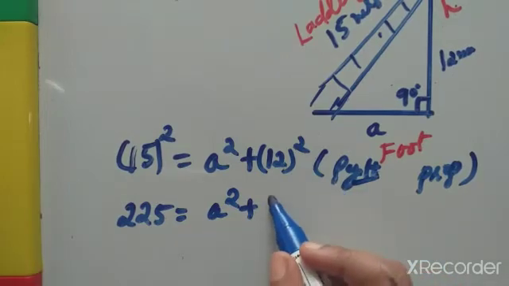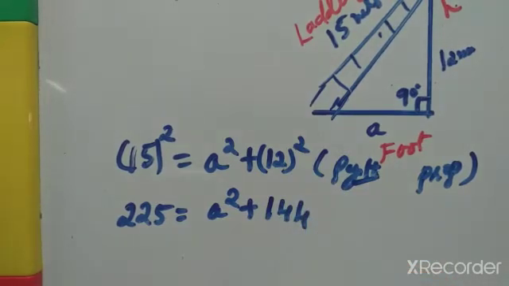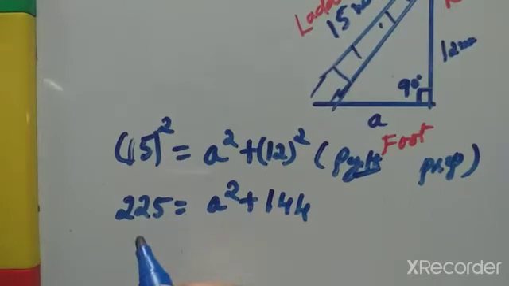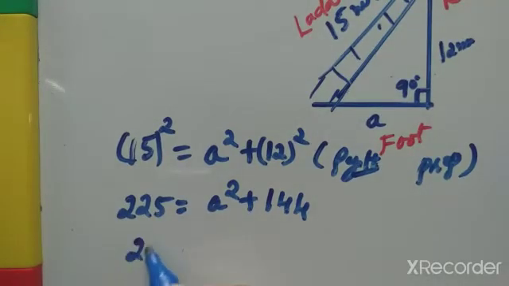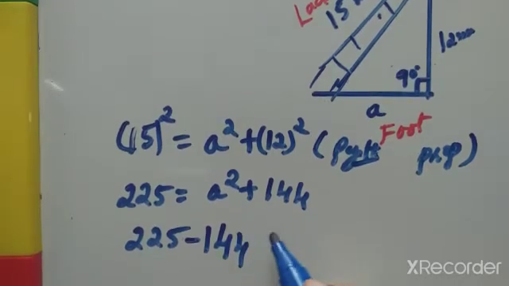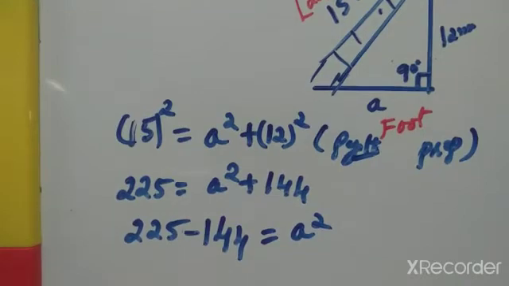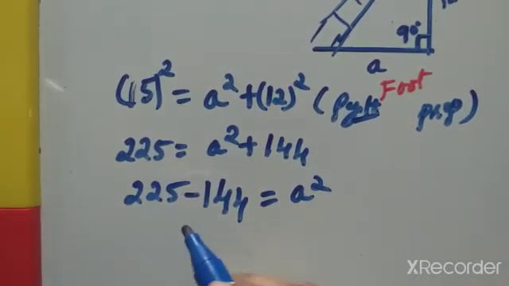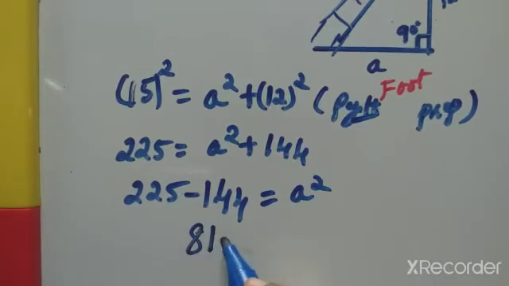After multiplying 12 into 12 you get 144. Now 225. So 144 on the right side. If you are changing side, it becomes minus. Plus symbol will become minus symbol. 144 equal, after equal this is a square. Now 225 minus 144 equals a square. After subtraction, 225 minus 144 means this is 81.